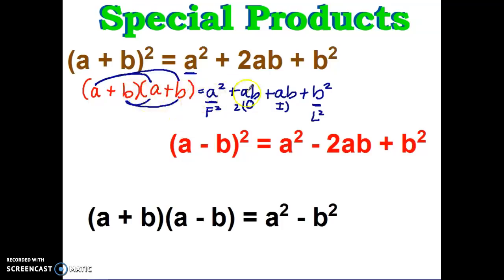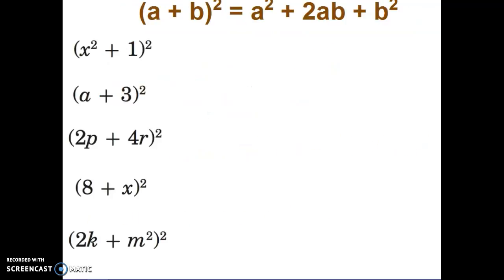So instead of just foiling it out and then combining, you can just basically say whatever your first term is, square it, plus two times your outer and inner term. So A times B times two, which makes 2AB. And then take your last term and square it and be done. It's going to work every time. So let's try this. Okay, so we're going to move on to the next one. All right, so (a plus b) squared is equal to a squared plus 2ab plus b squared.